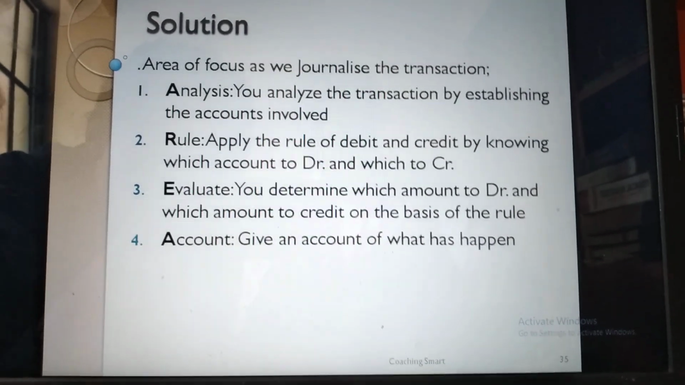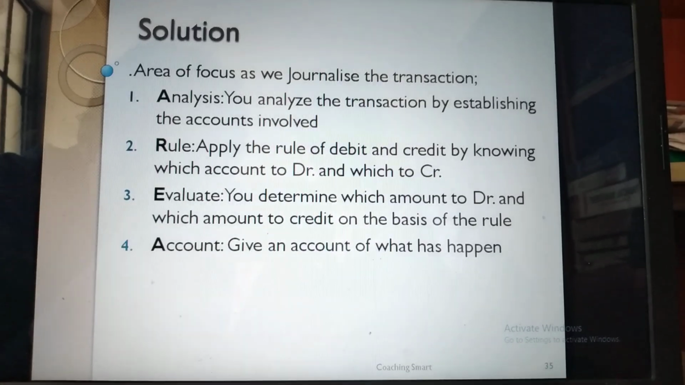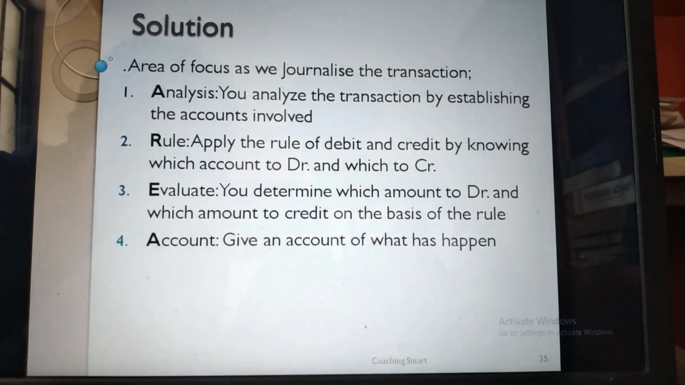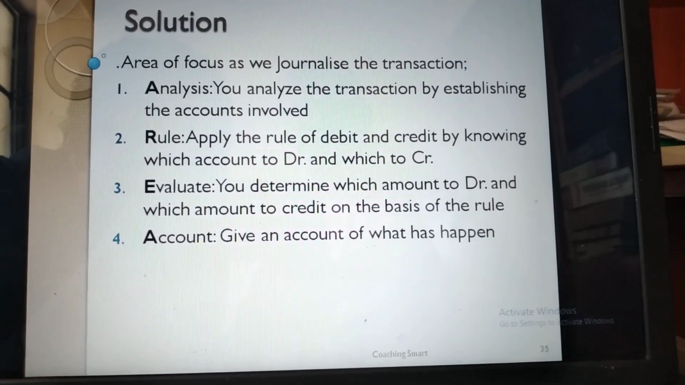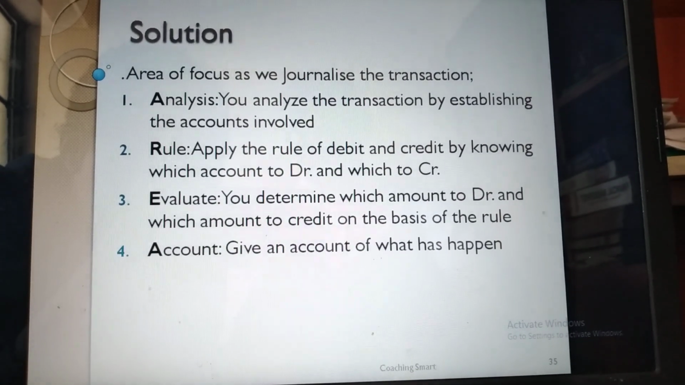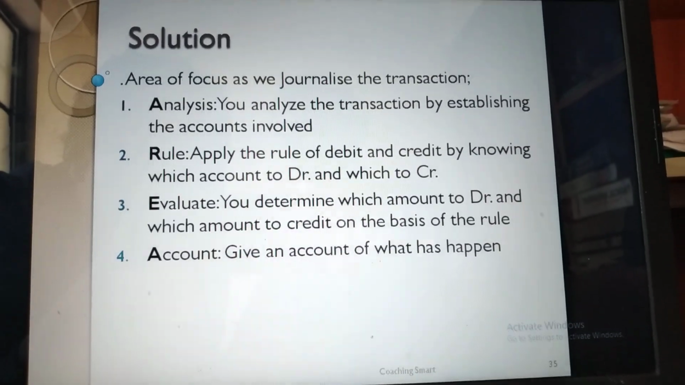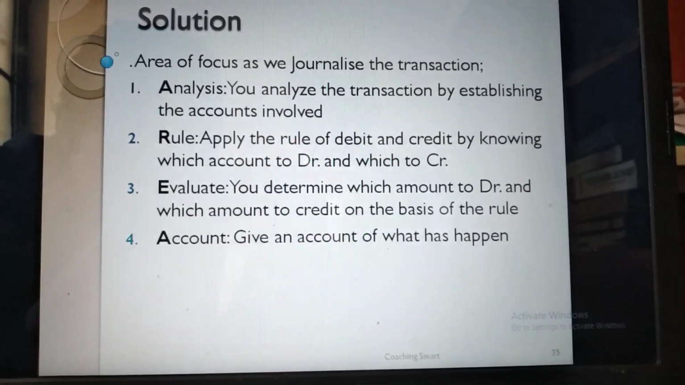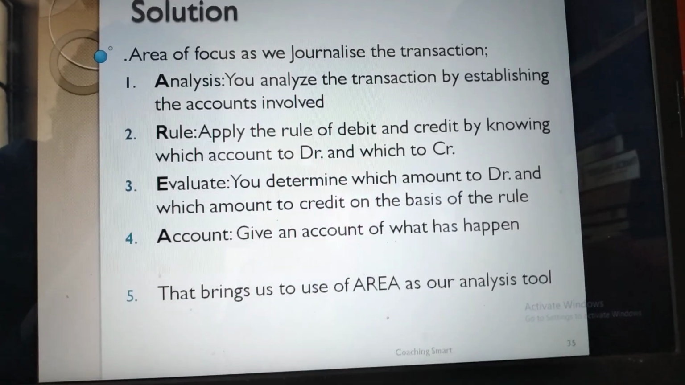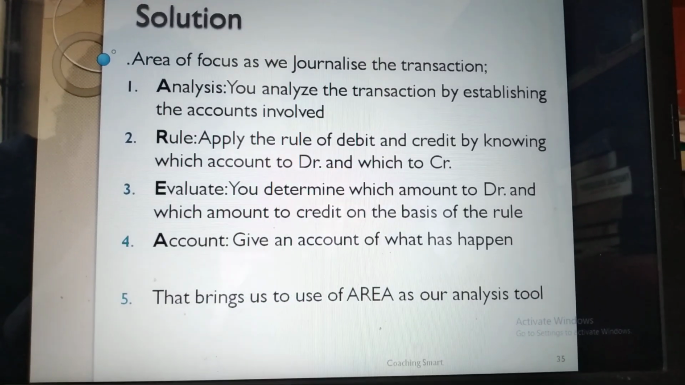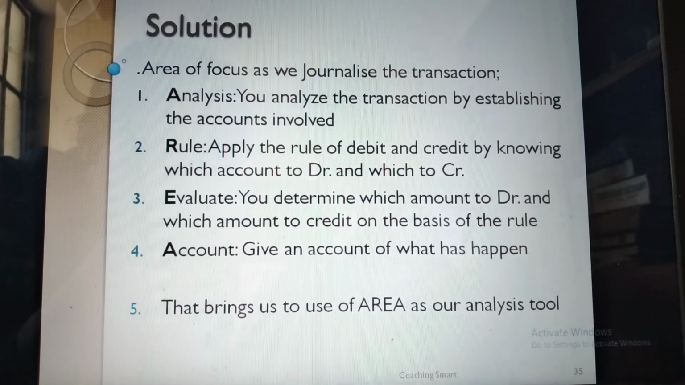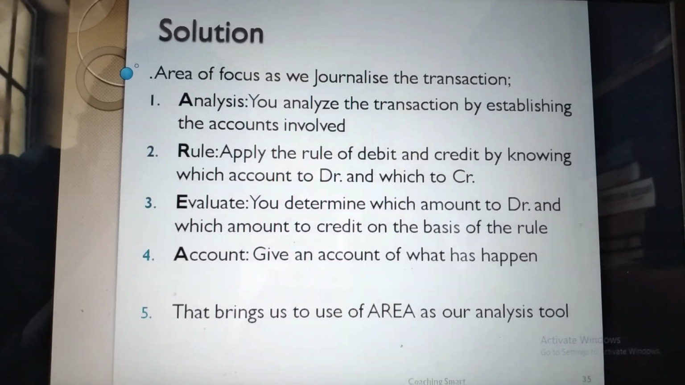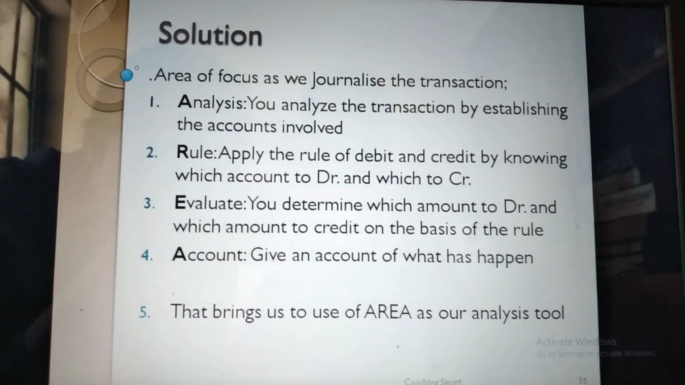And finally, account. Give an account of what has happened. In other words, we are giving a statement, a narration of what has happened in a particular transaction. So in summary form, area is our tool of understanding how to record a transaction in a journal. That brings us to the use of area as a tool of analysis.